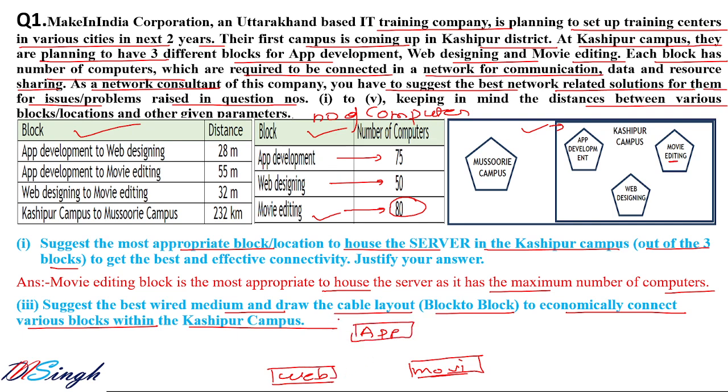Now we start trying to connect that block with other blocks, keeping in mind we need to make a star topology, and the second thing is the lowest length of cable required, less cable. This is the next parameter that we keep in mind. So let us see, first we try to take the distance which is least.